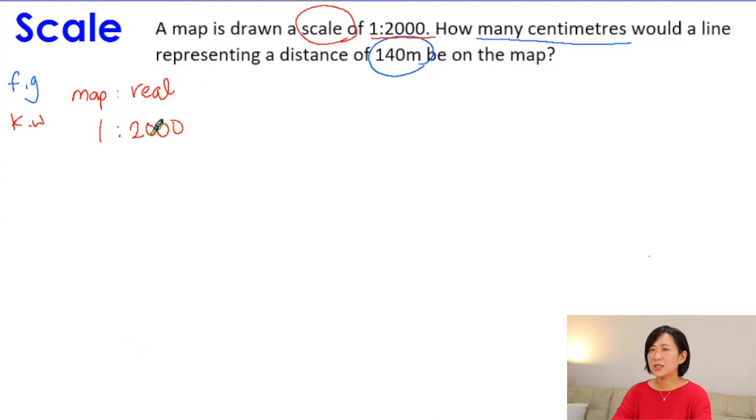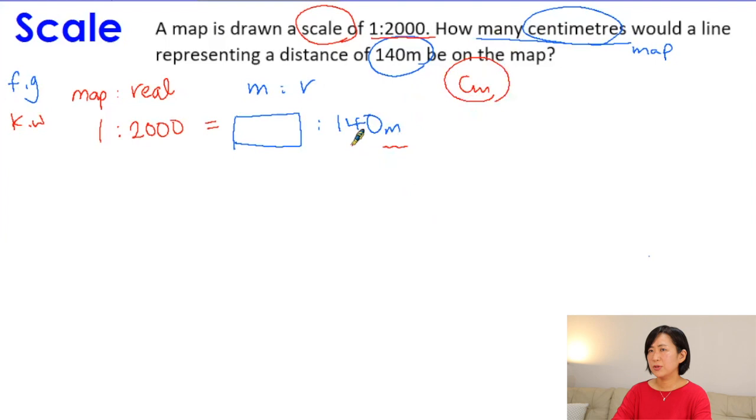Again, this is sharing the total or missing part. Definitely this is a missing part because we need to find out the distance on the map. That is our map to real life. The distance on the map is the missing part. Then the real distance is 140 meters. You need to be careful with your unit. Always you need to unify your unit. Since it's all about centimeters, you need to change your meters into centimeters.